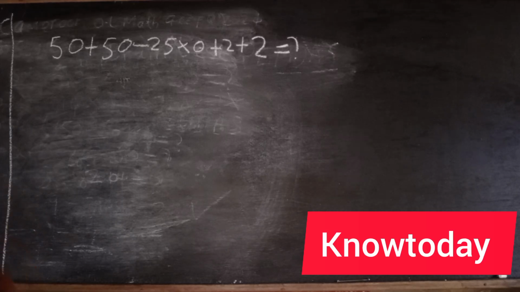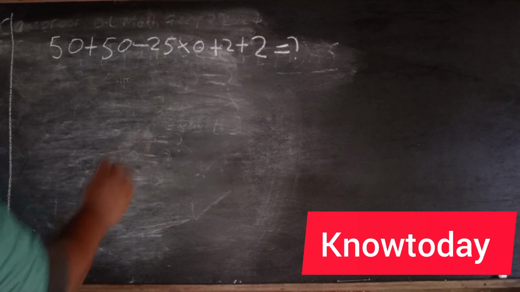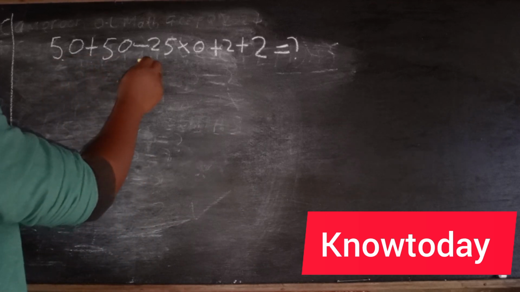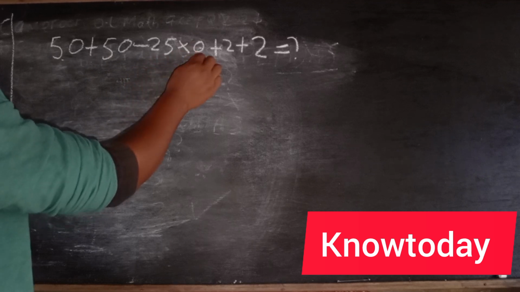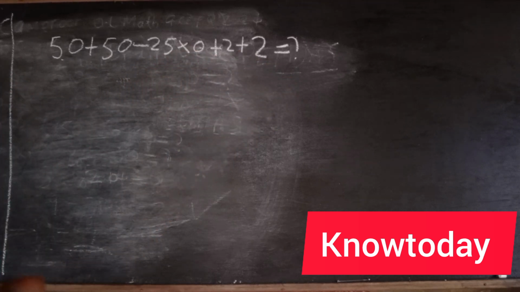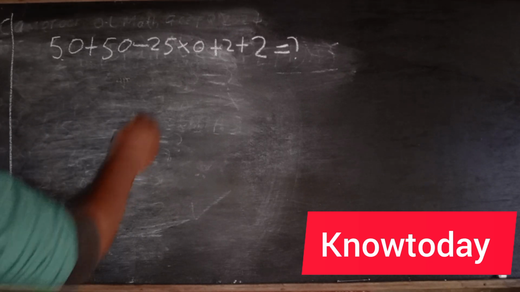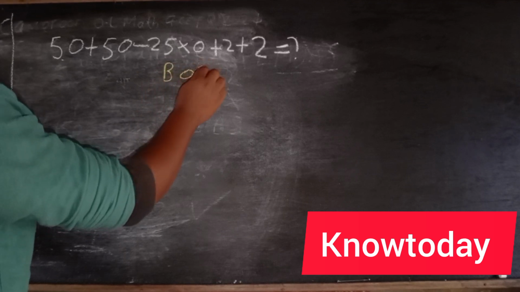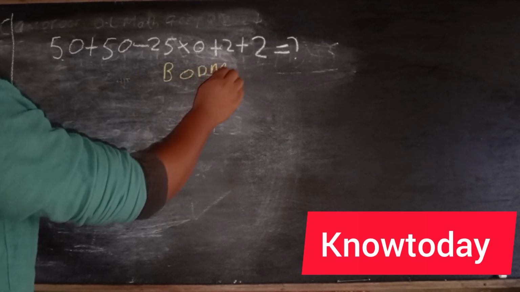Today I'm going to solve this tricky math quiz and give you the correct answer. So the quiz is 50 plus 50 minus 25 times 0 plus 2 equals. Okay, for you to solve this kind of quiz, you need to apply the law of BODMAS. Okay, BODMAS.